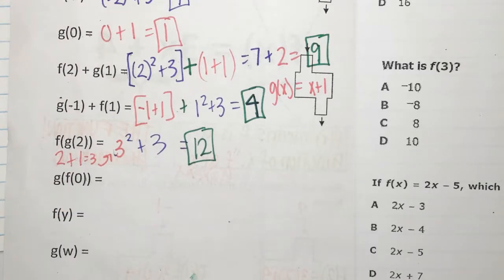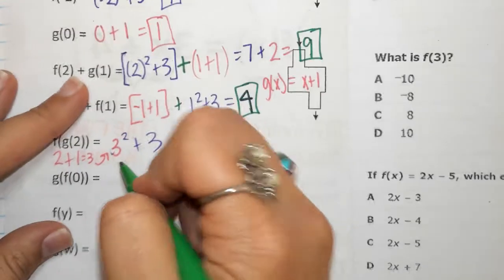Okay, what'd y'all get? 4. How'd you get 4? Because 0 squared is 0. 0 plus 3 is 3. 3 plus 1 is 4. Let's move on to the next one.